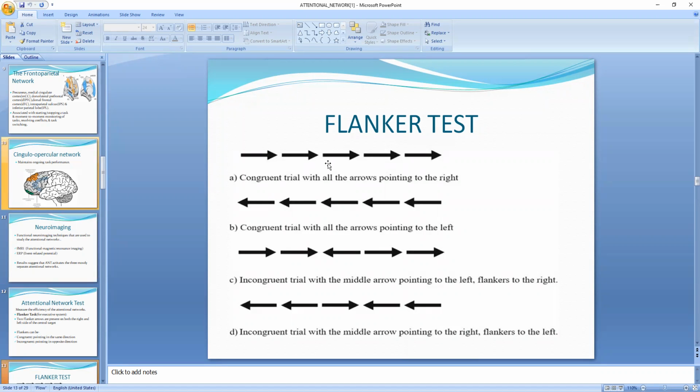In the first diagram, it shows the congruent trial with all the arrows pointing in same direction. And in the last two diagrams, the middle arrow is pointing in opposite direction. These are incongruent trials. Basically, what happens in this test, we ask the subject to click the right button if he sees the direction of the arrow as right, and left if he perceives it left.